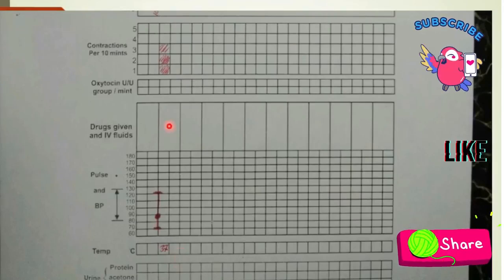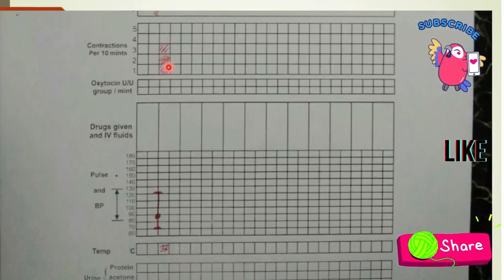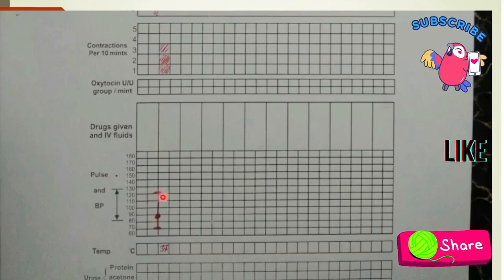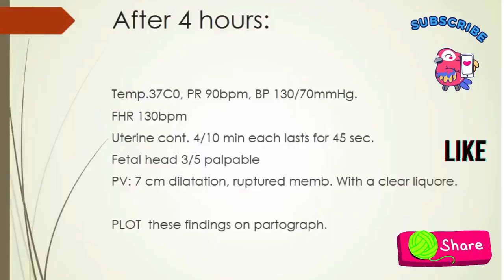Regarding the contractions, you see here she has 3 contractions in 10 minutes, each lasts for 35 seconds, so here we shade the lines. Maternal observation, again at the same time, the pulse rate 88, blood pressure 120/70, and the temperature 37.